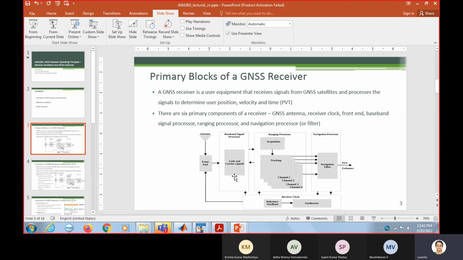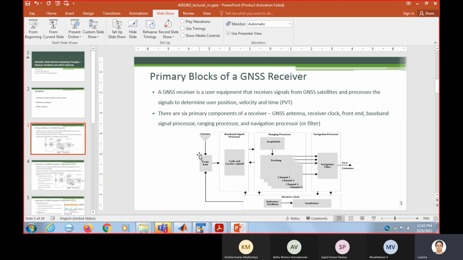Here I had shown the six primary blocks of a receiver. Antenna we already discussed. Receiver clock we discussed, mainly the reference oscillator. We did not talk about the synthesizer. The synthesizer basically has electrical circuits to scale up or down the frequency of the reference signal generated by the reference oscillator, as needed by different blocks.